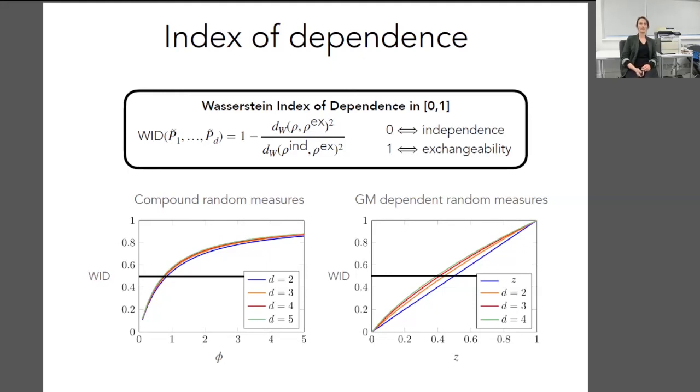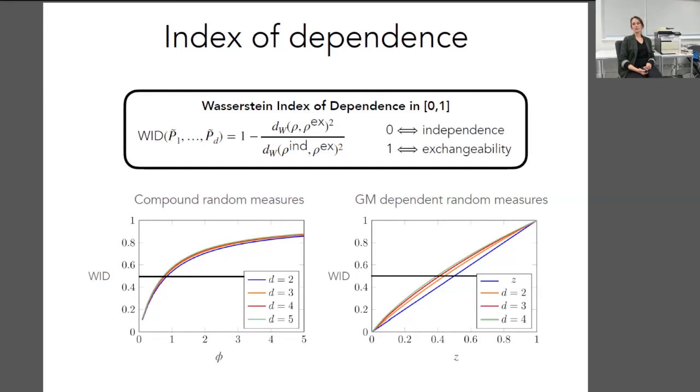And once we have this Wasserstein index of dependence, as we said, we can actually compute it in practical examples in the literature. So here you can find it with compound random measures and with additive random measures, and you can see how it varies with the hyperparameters of these models.